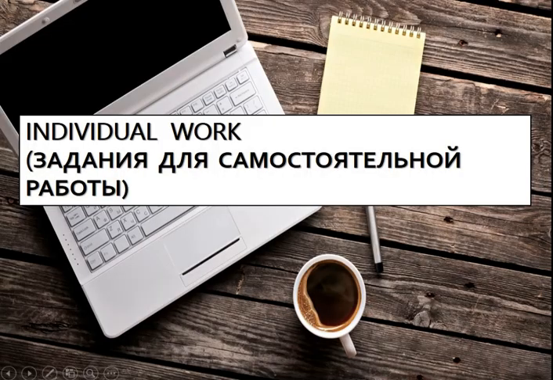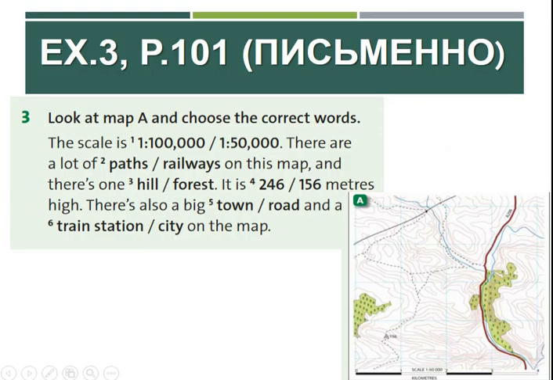There are some tasks for your individual work. Exercise number 3, page 101. You will do this task in the written form. Look at map A and choose the correct words.